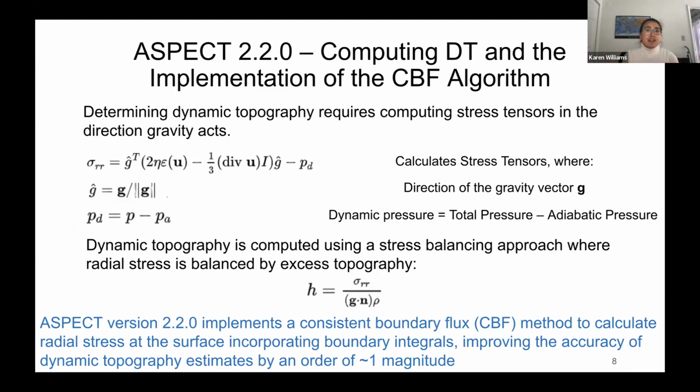However, the CBF method computes dynamic topography with higher accuracy because it incorporates boundary integrals, including the normal stress, which allows the normal stress to be computed on surface boundary nodes. It's been estimated that the CBF method improves the accuracy of dynamic topography estimates by an order of approximately 1 magnitude.